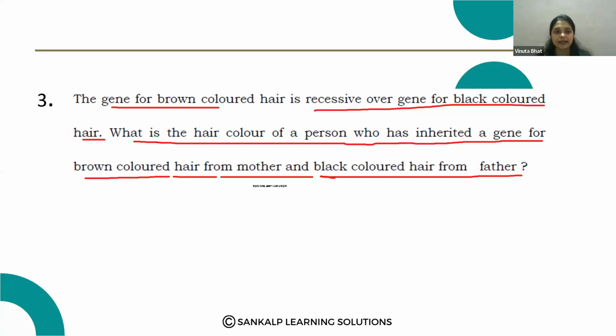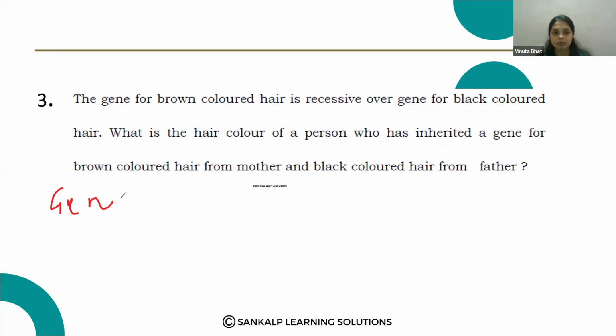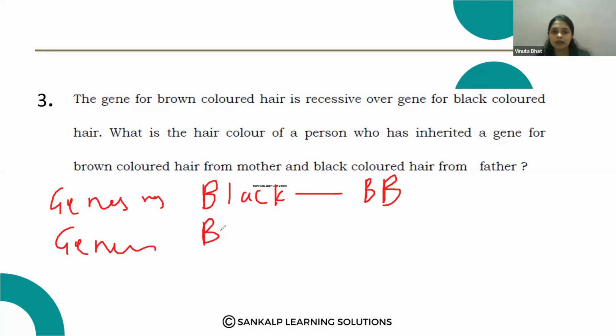So here we can write the genes responsible for black color of the hair, that is capital B, capital B. I will take the homozygous condition only. Then genes responsible for the brown color of the hair, that is small b, small b. Okay. So when this father has black hair color and the mother has brown hair color.